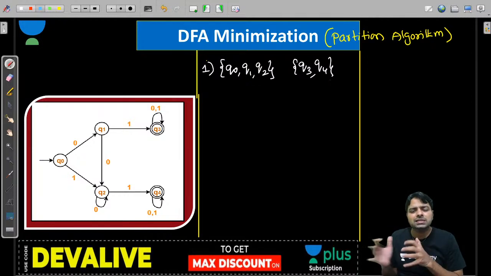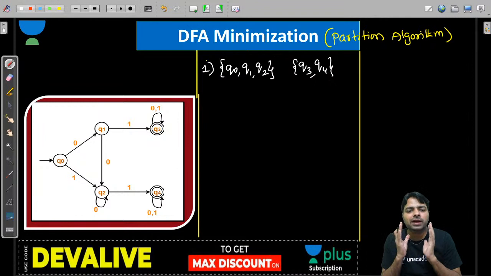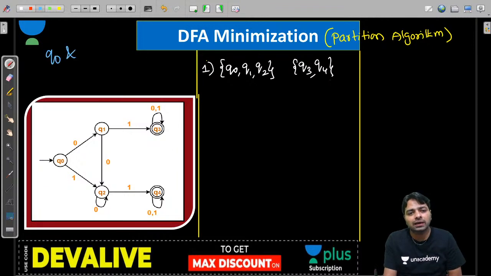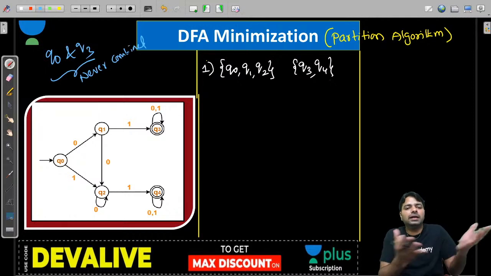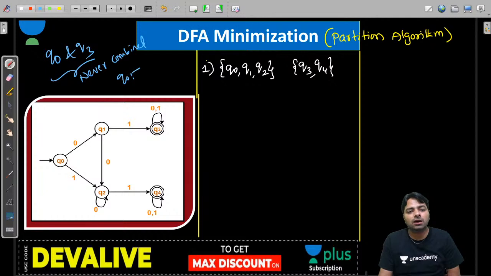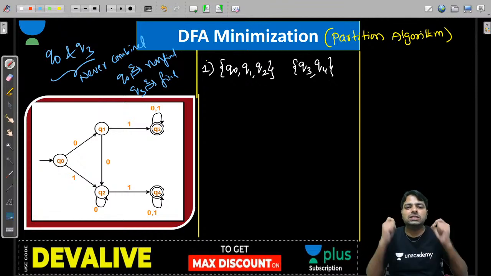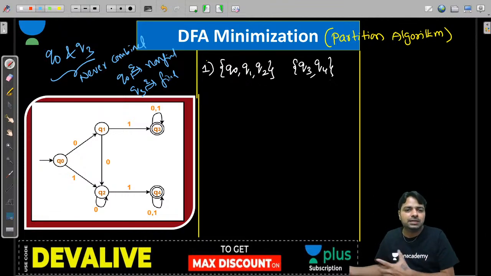Why did I make it like this? Because we know the non-final states are only possible to combine if they are equivalent. And you know that Q0, Q3 can never be combined. Why? Because they are always distinguishable. How do you know that? Read epsilon. Q0 on epsilon, you will go to non-final Q0 only. And Q3 on epsilon is final, because Q3 itself is the final. That means we have a string to distinguish them, that is by default epsilon.